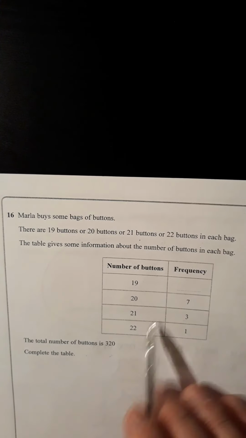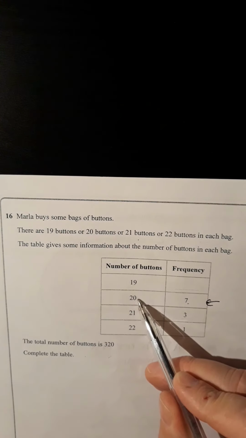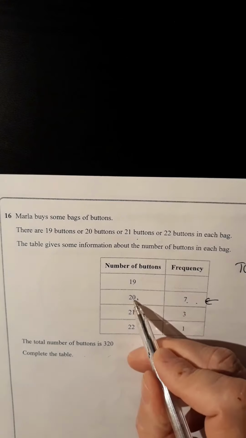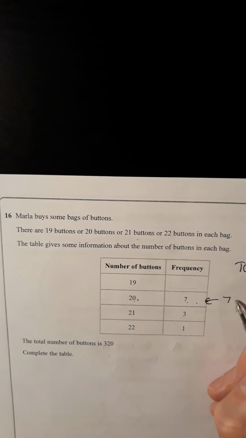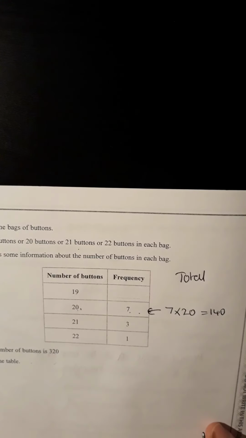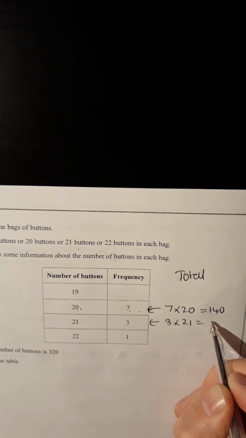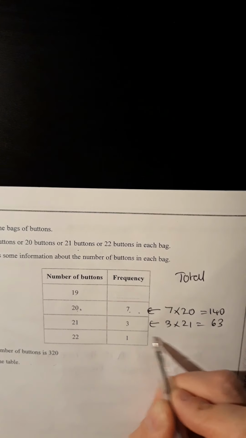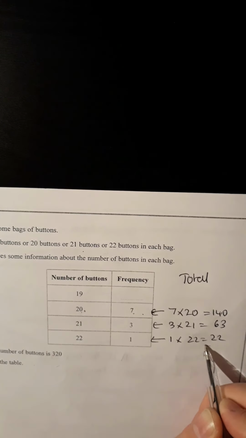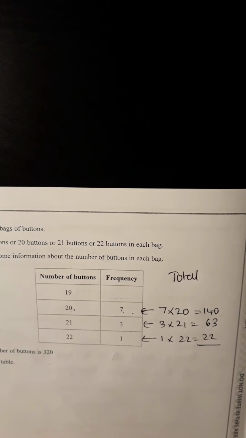Okay, well, let's make sense of this first line here that we've actually got information. That means that 7 bags have 20 buttons. So I'm going to add a little column here. The total for those bags would be 7 bags of 20, which is 140. Move that over so you can see that. This one here, 3 bags of 21 buttons, which would be 63, if I'm right. And then finally 1 bag of 22 buttons, which is 22 altogether. So far, without that final bag, what we've got is 140 plus 63 plus 22.